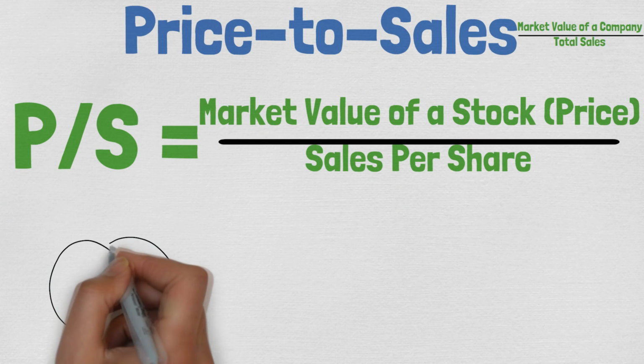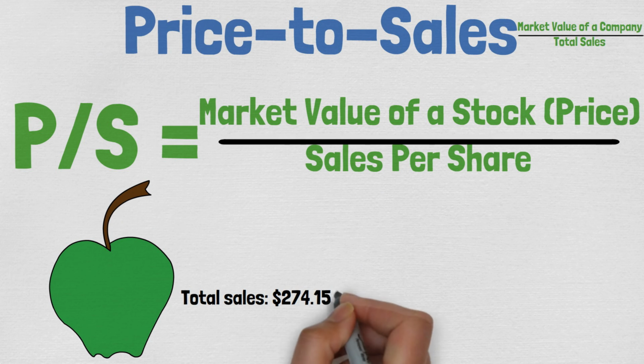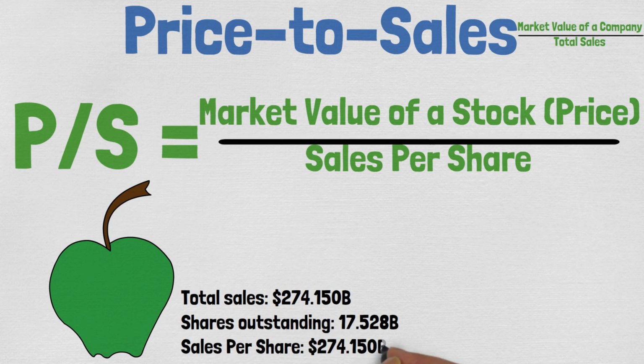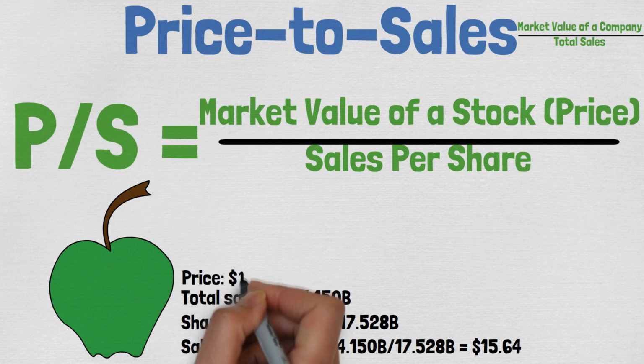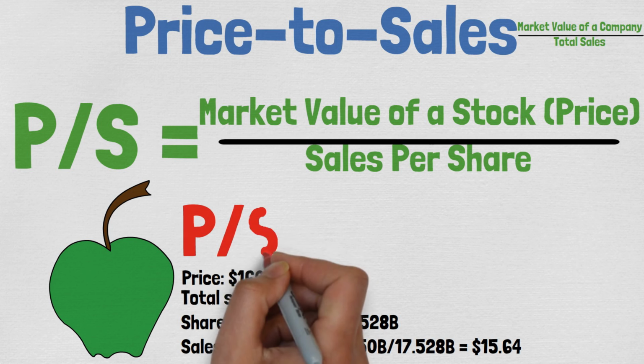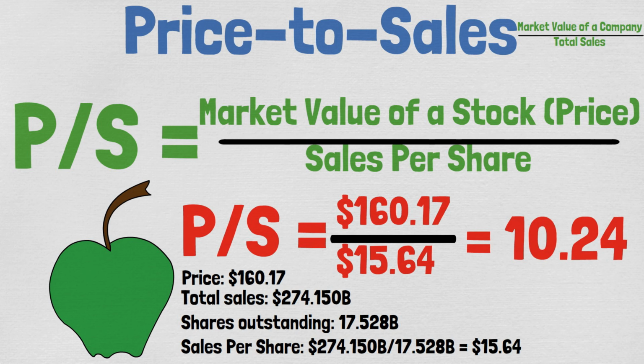Let's take Apple as our example again. Their 2020 sales were $274.15 billion and they had 17.53 billion shares outstanding. When we divide those two, we get the sales per share, which is $15.64. Now, if we take a look at Apple's current market price, it is $160.17. When we divide that by the sales per share, we get the price to sales ratio, which is 10.24.